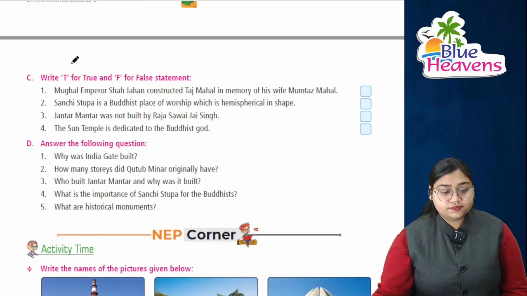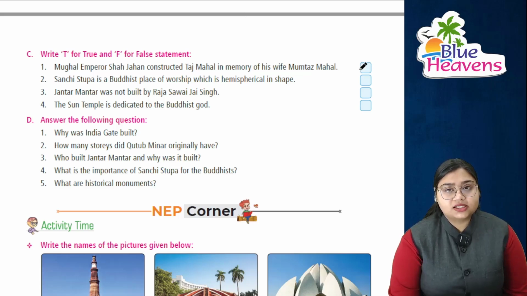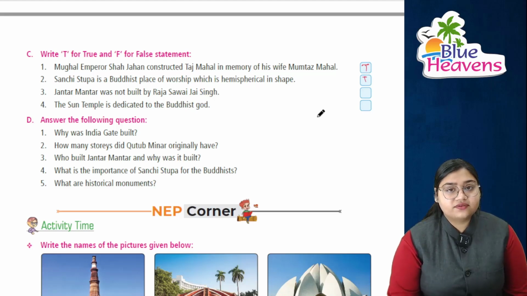Next is true false. Mughal Emperor Shah Jahan constructed Taj Mahal in the memory of his wife Mumtaz Mahal. True. Sanchi Stupa is the Buddhist place of worship which is hemispherical in shape. True. Next, Jantar Mantar was not built by Raja Savai Jai Singh. False. Sun Temple is dedicated to a Buddhist god. False.